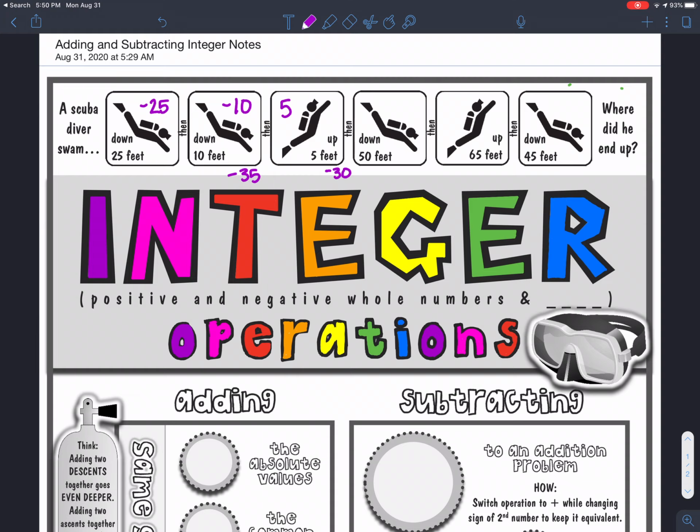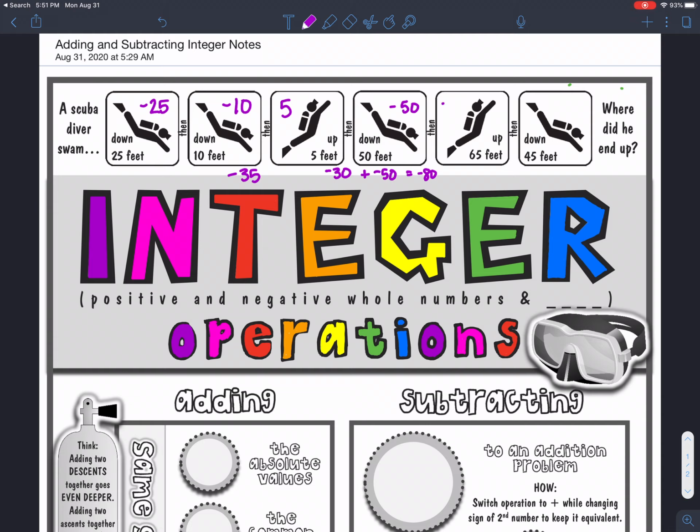All right, and so then we know he's going down 50 feet. That's a negative 50. And we know that if he's at negative 30 and he goes down another 50 feet, we are now at negative 80 feet.